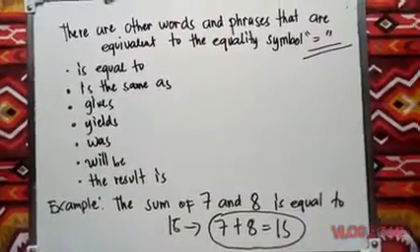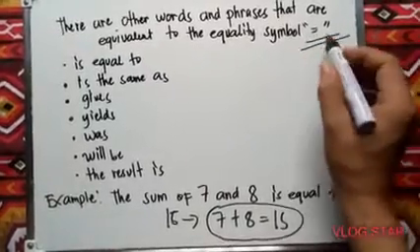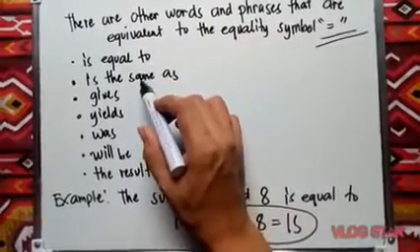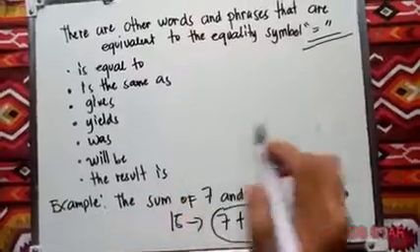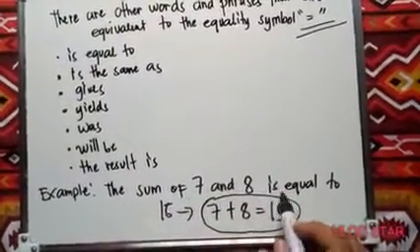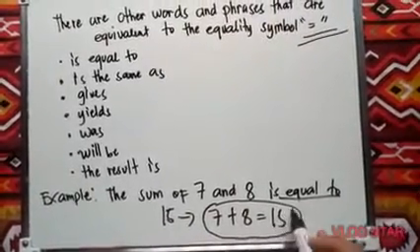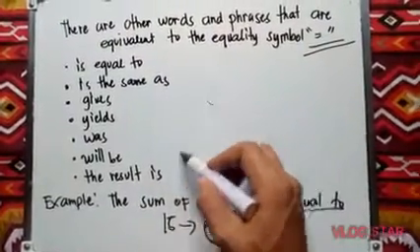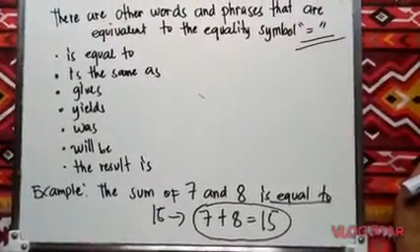There are other words and phrases that are equivalent to the equality symbol. It can be written in phrase as is equal to, is the same as, gives, yields, was, will be, the result is. For example, the sum of 7 and 8 is equal to 15, then 7 plus 8 equals 15. If you read these phrases, they are referring to equality.